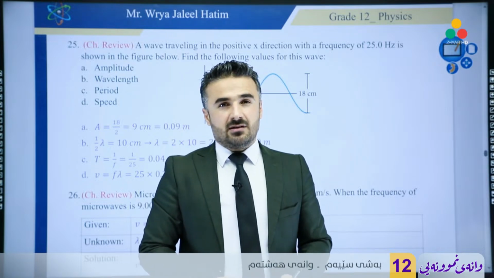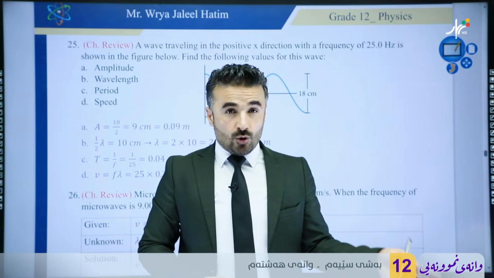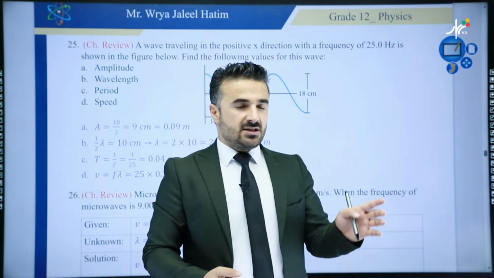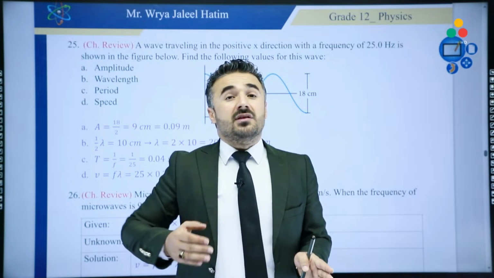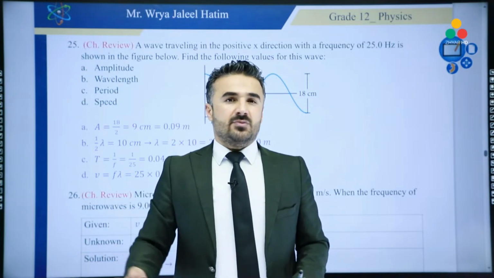We said wavelength is basically the distance between two consecutive troughs or two consecutive crests, or a more formal, general definition would be the distance between one point on a wave to the same exact point on the next wave. That is one wavelength, and we said it is measured in meters.